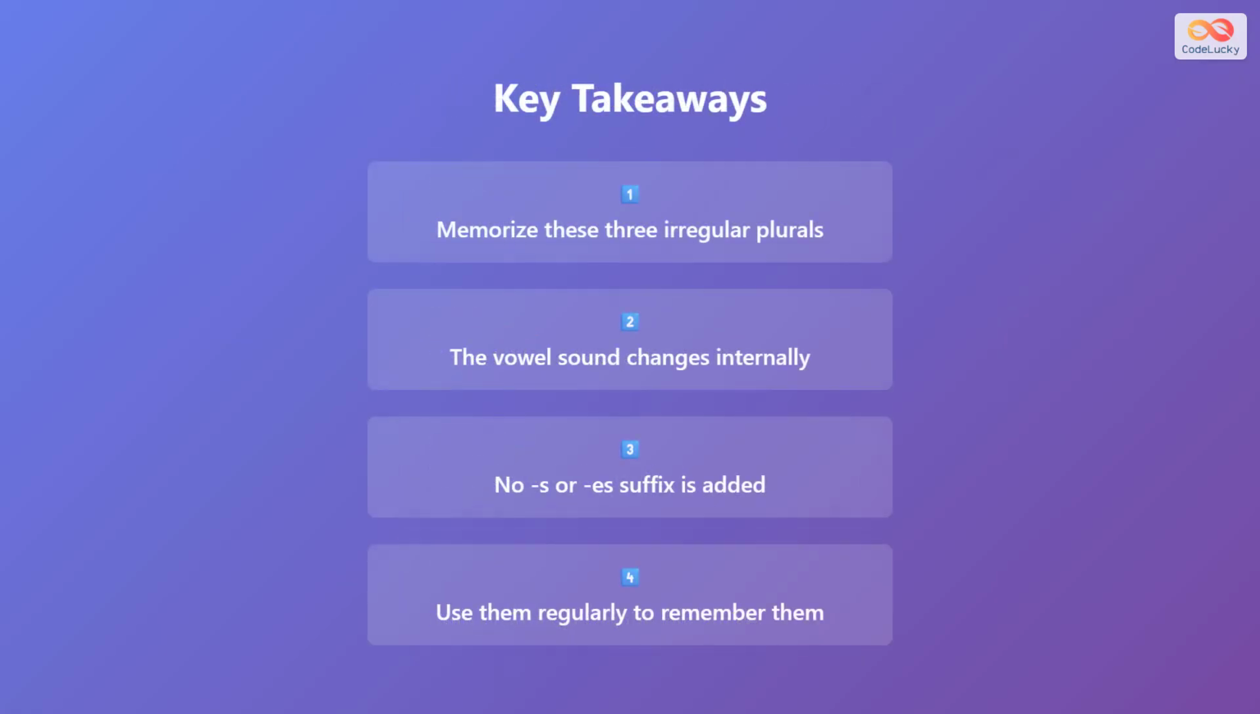Here are the 4 important points to remember. First, memorize these 3 irregular plurals. Tooth becomes teeth, foot becomes feet, and mouse becomes mice. Second, the vowel sound changes internally in each word. Third, no s or es suffix is added to make them plural. And fourth, the best way to remember these words is to use them regularly in your speaking and writing.